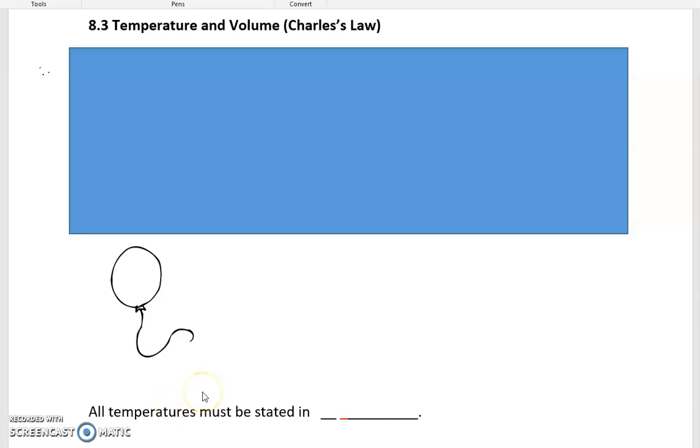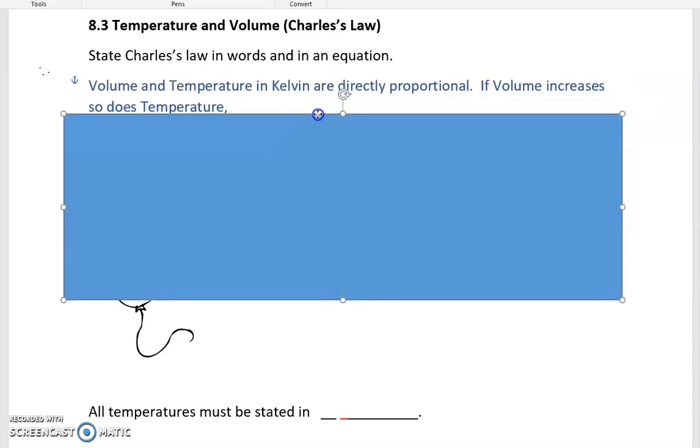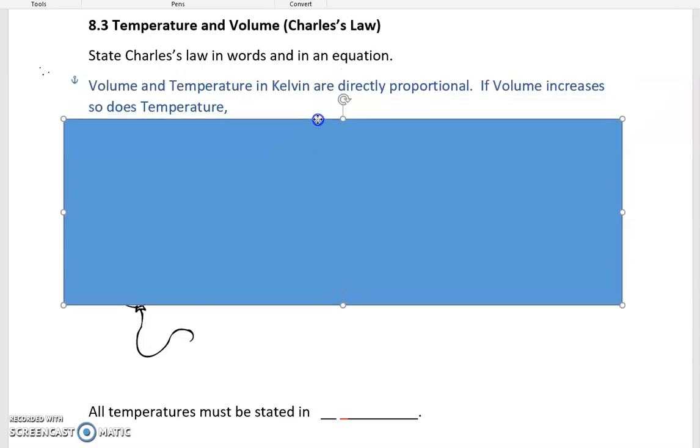Okay, so here we are at Charles's law. This law is going to look at how volume affects temperature and temperature affects volume. We're going to keep the pressure and the number of moles the same. So we find that volume and temperature are directly proportional.